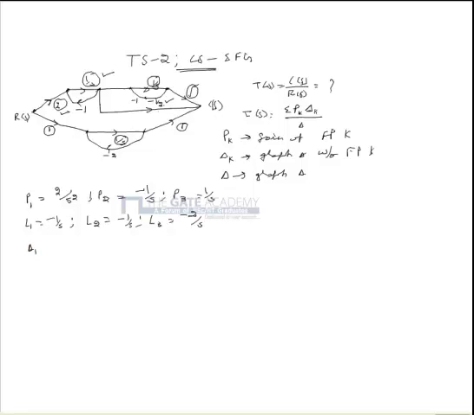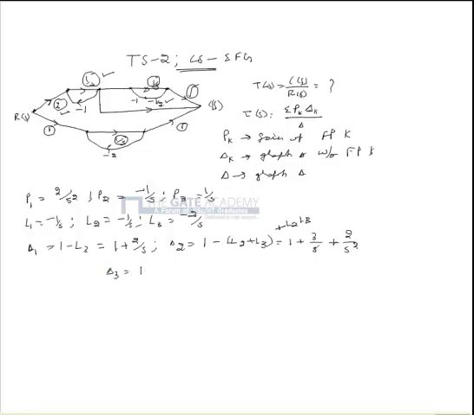From the above, the graph determinant of forward path 1, that is delta 1, can be written as 1 minus L3, that is equal to 1 plus 2 by s, and delta 2 is equal to graph determinant without forward path 2, which is 1 minus L2 plus L3 plus L2 L3, which can be written as 1 plus 3 by s plus 2 by s square.